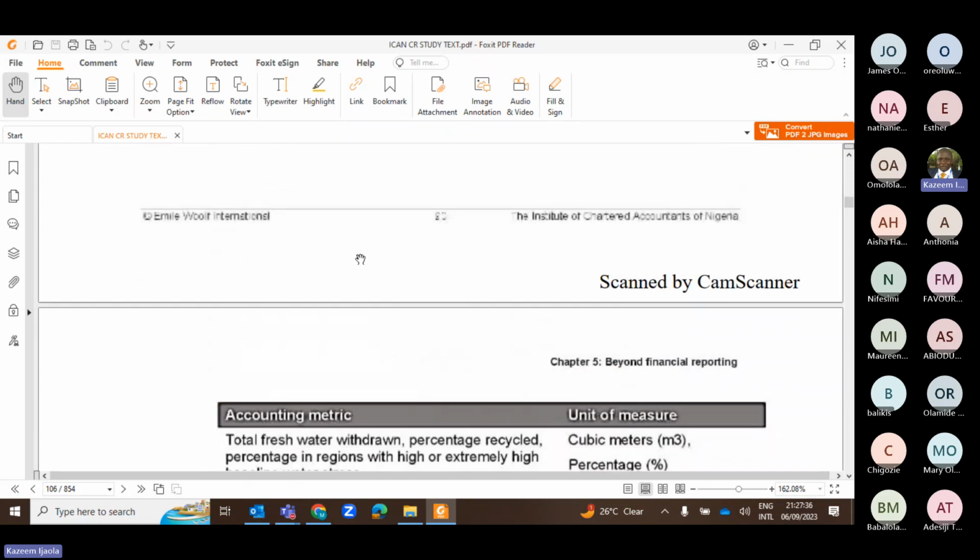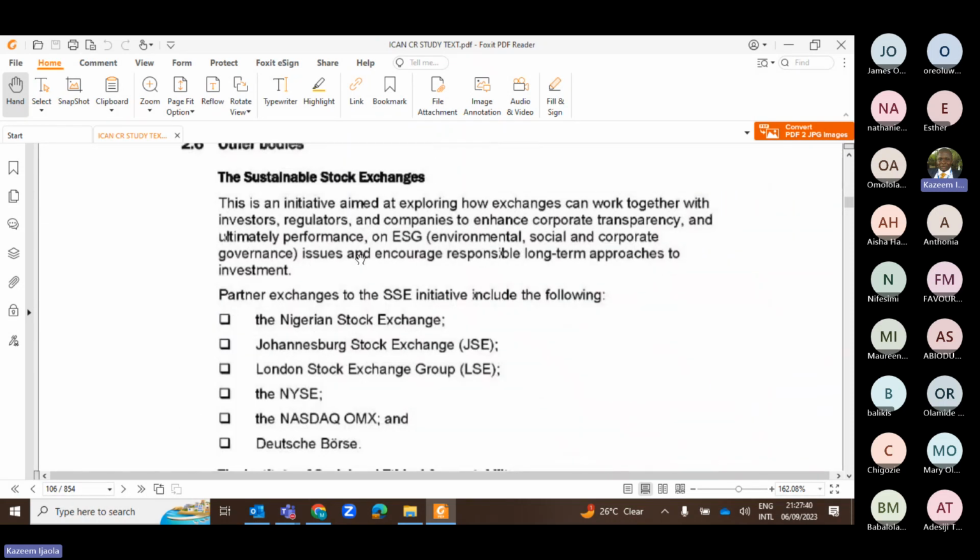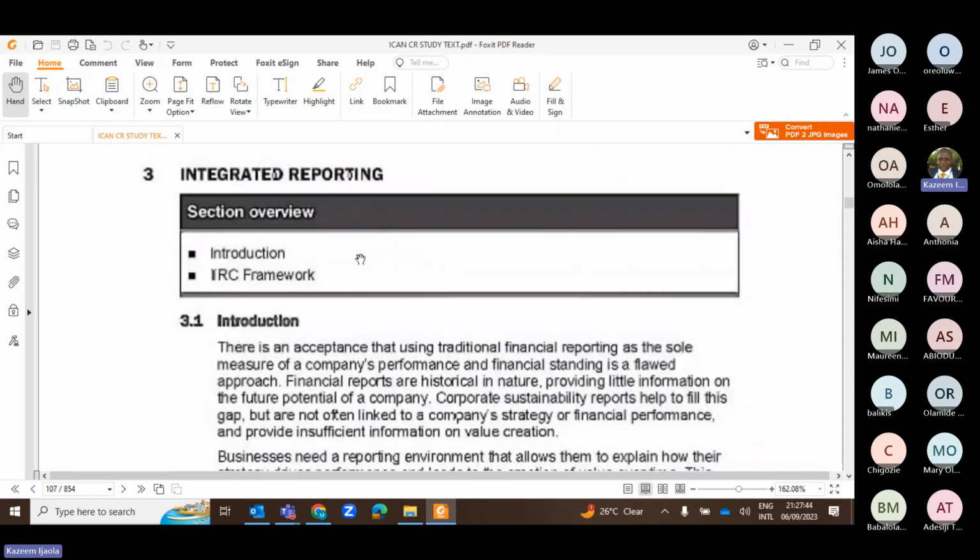So you have a whole lot to read here. What I'm doing basically is to summarize each of these things. Then you can read them in detail if you are interested, right?